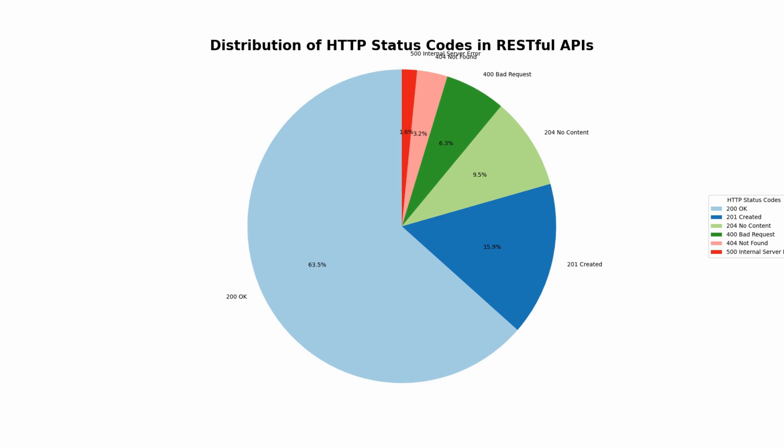So overall, when we look at this chart, it emphasizes that successful responses are the norm, but there's also noteworthy activity in create operations and a measurable rate of client-side errors, which should inform our priorities for handling status codes, crafting meaningful error responses, and proactive monitoring.